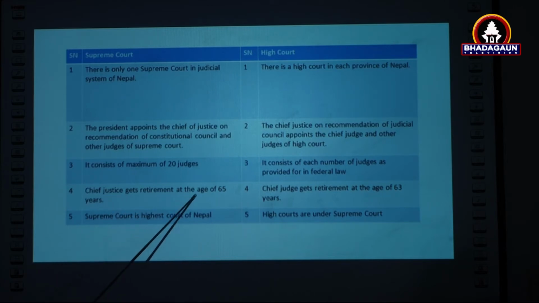Chief Justice gets retirement at the age of 65, whereas other judges at 63 years. And number 5 means the Supreme Court is the highest court of Nepal, and High Courts are under the Supreme Court.